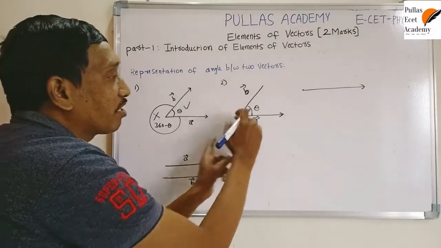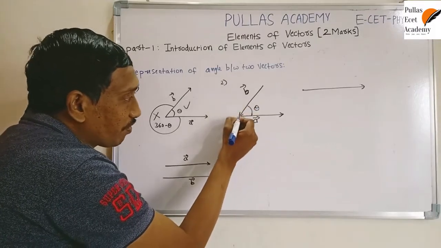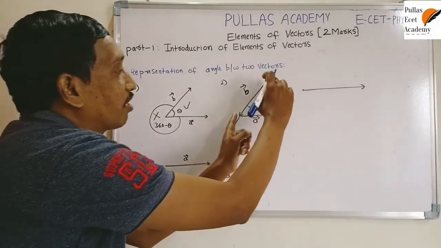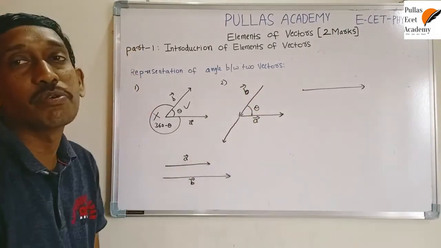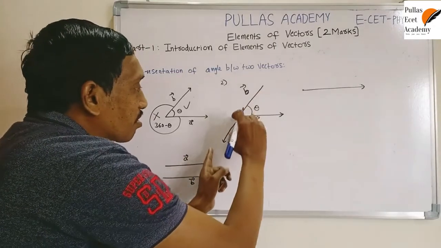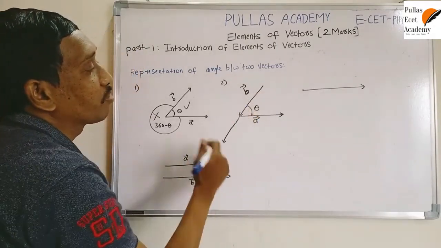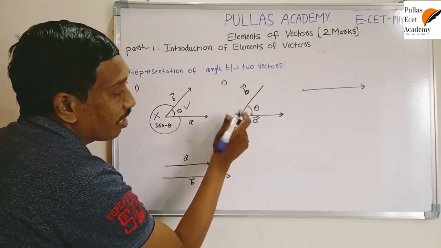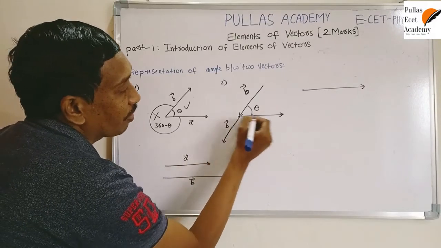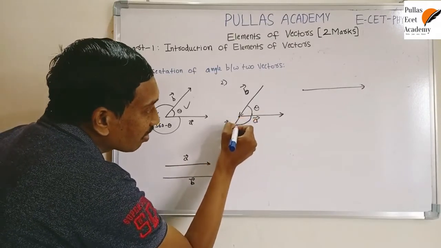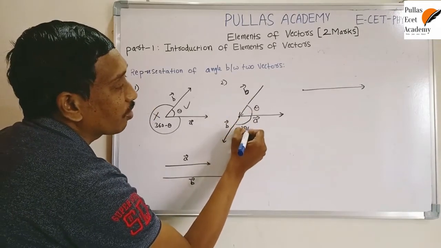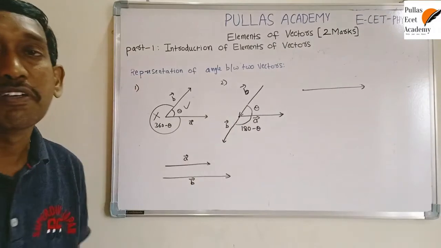Suppose this is a direction. If you slide this vector parallel to itself, there is no change in its direction or magnitude. When it is slid, the tail of this b bar vector and the tail of the a bar vector coincide here. What is the remaining angle? If you consider theta, the total angle is 180, then 180 minus theta is considered as the angle between the two vectors.